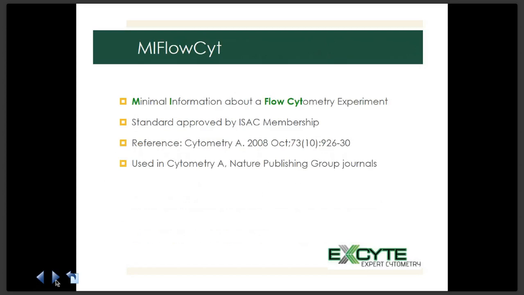Now, there is a solution around this. This is called MIFlowCyt, or MIFlowCyt compliance, and it's the Minimum Information about a Flow Cytometry Experiment. The standard was approved by the ISAC membership, and the reference for this, if you're interested, is Cytometry A in 2008. Currently, it is used by the journal Cytometry A and the Nature Publishing Group. And if you provide this information, your paper gets a tag that indicates that it's MIFlowCyt compliant.